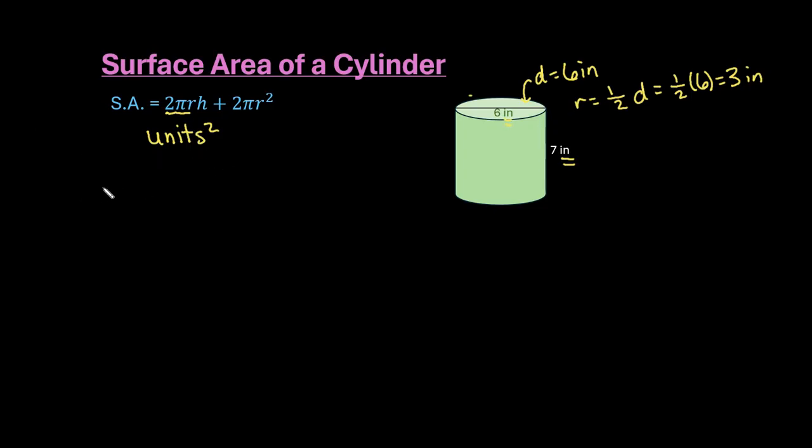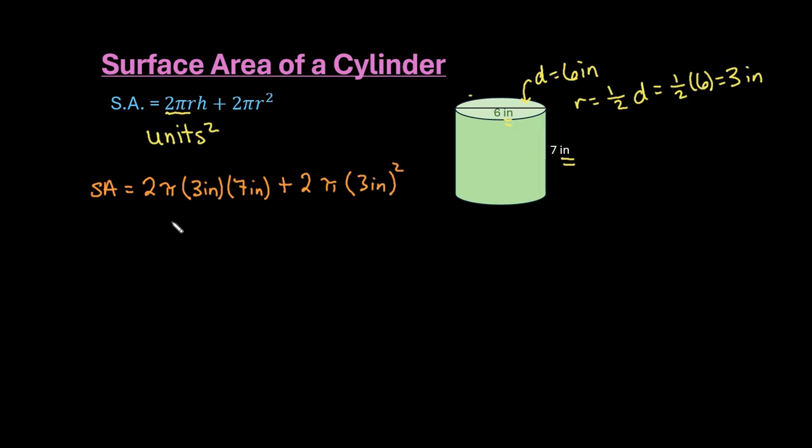So now we simply just need to plug our information into the formula. So our surface area would be 2 pi times my radius, which is 3 inches, times my height, which is 7 inches, plus 2 pi times my radius squared.